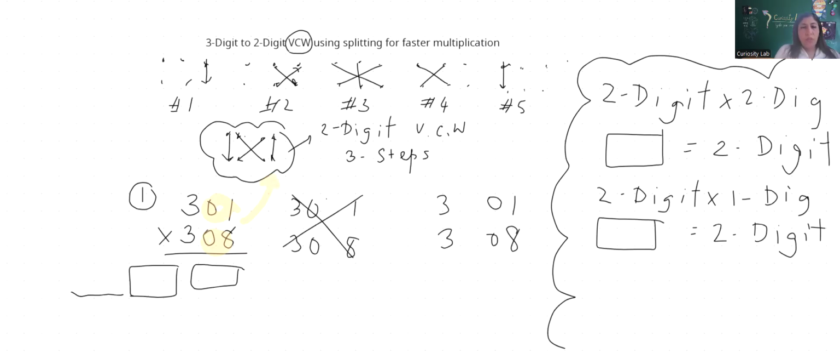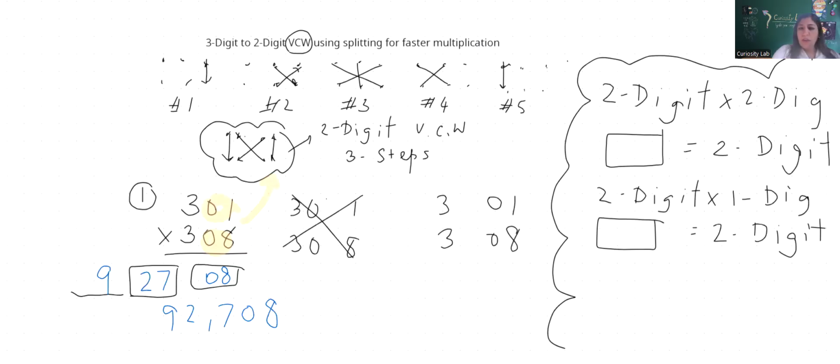Again, 8 times 1 is 8, but since we allocated a 2-digit space, we're going to put a 0, 8. When I cross it, 24 plus 3 is 27. And 3 times 3 is a 9. So what you're going to get is 92,708. As I teach, it's just easier if you take notes.